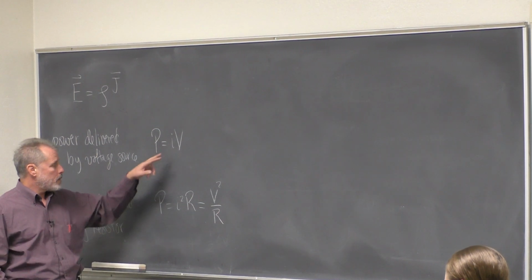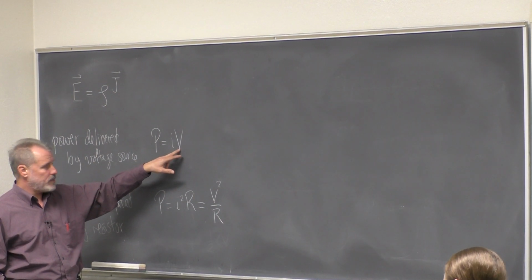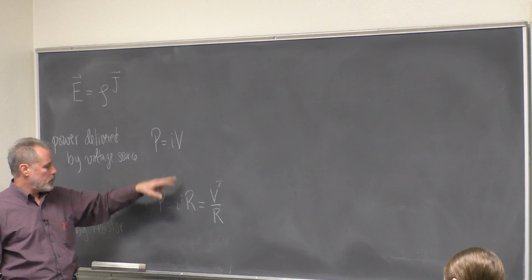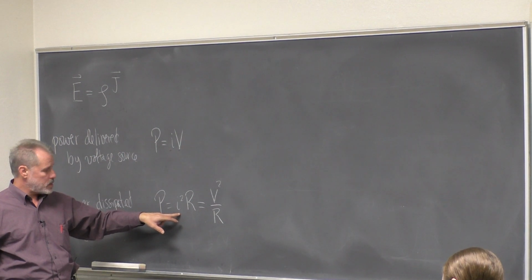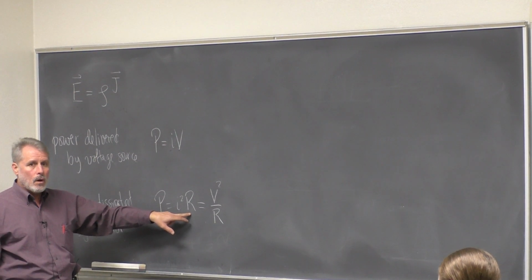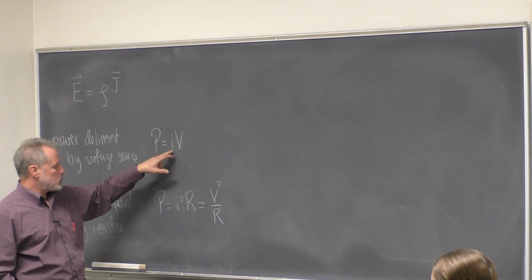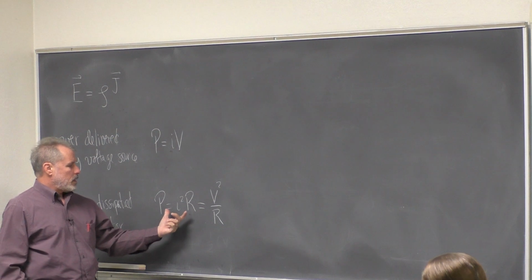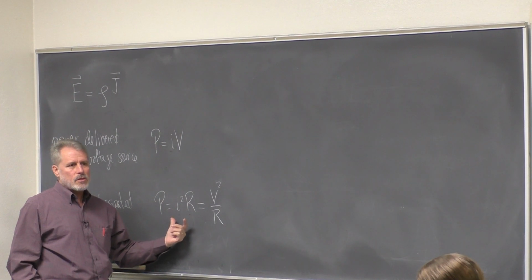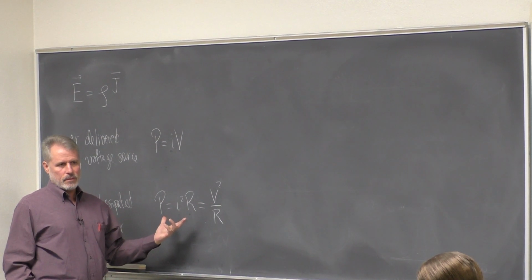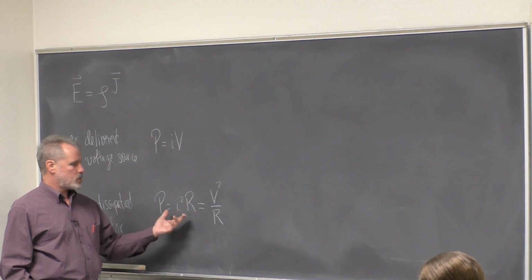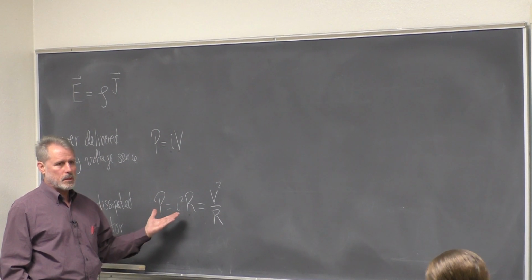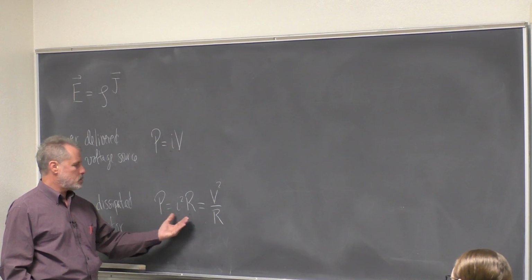If we use Ohm's law, say we replace V with IR, then we get the power dissipated by the resistor is I squared R, or if we substitute for I, we would get V squared over R. Now, the use of either one of these depends on what conditions we have. If we have a fixed current and we want to determine the power dissipated by the resistor, we use this one.